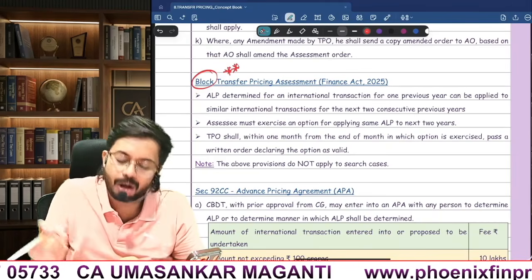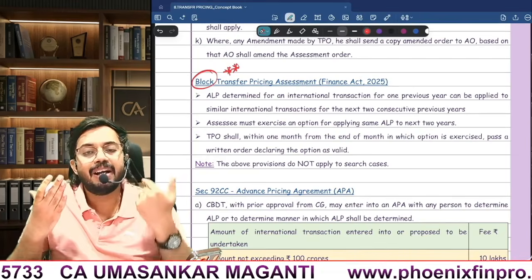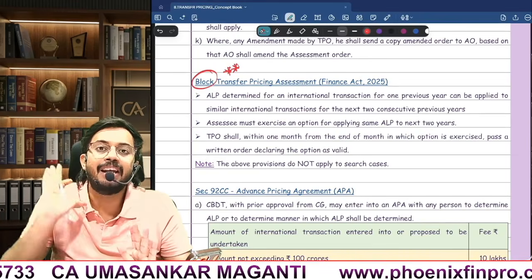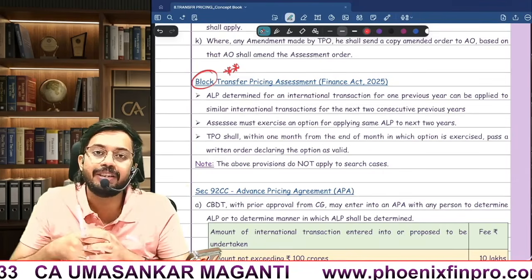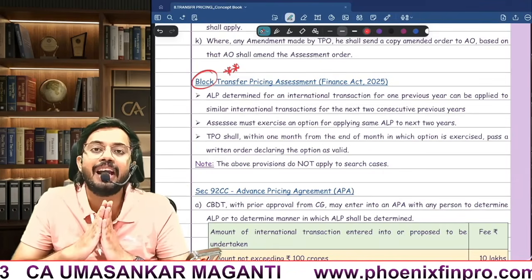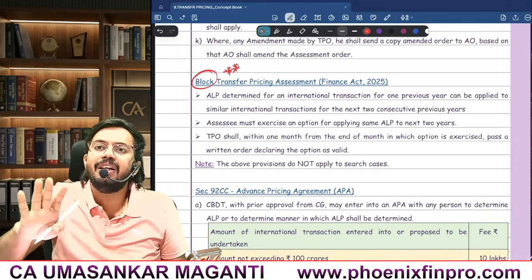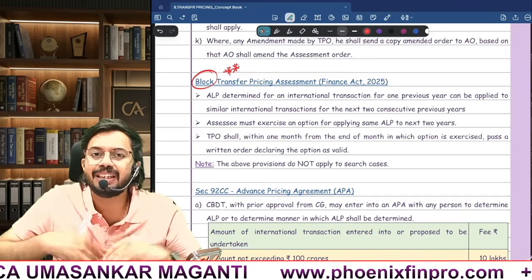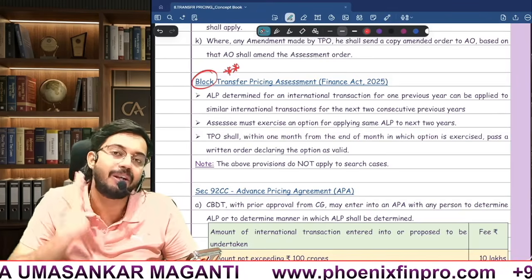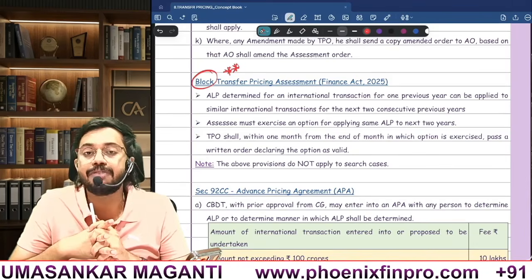What do you mean by block transfer pricing assessment? See, for 1 year, the transfer pricing officer calculated arm's length price. Next year also the case will go to the transfer pricing officer. Again the transfer pricing officer will calculate arm's length price. So big companies are there, and every year the transfer pricing officer is calculating arm's length price. It is irritating to the assessee. It is burdensome to the department also. So the government came up with one concept called block transfer pricing assessment.